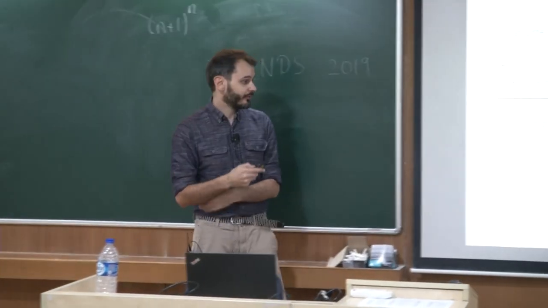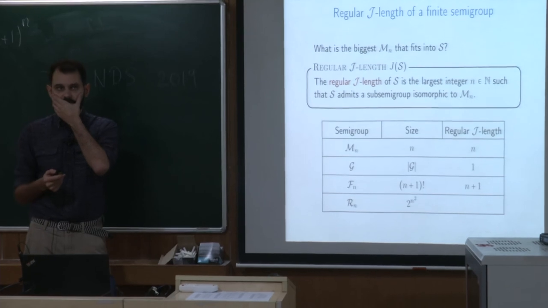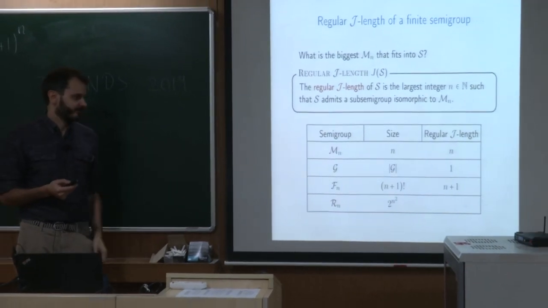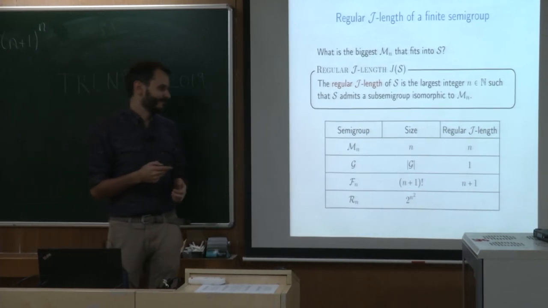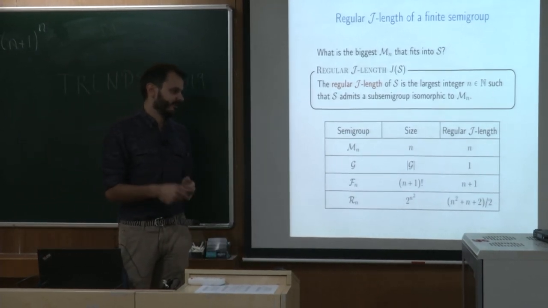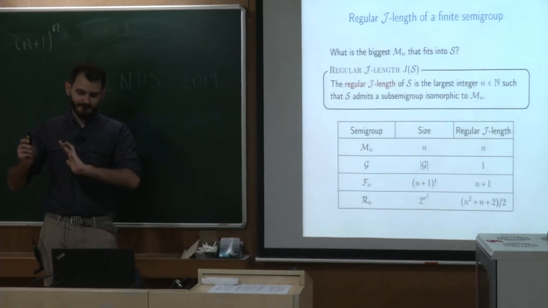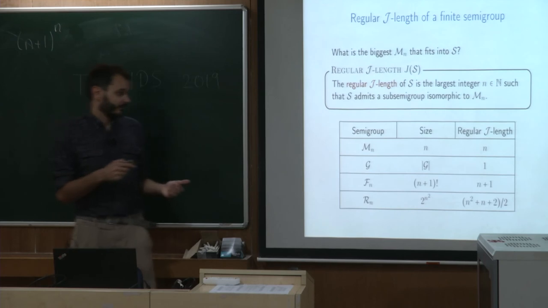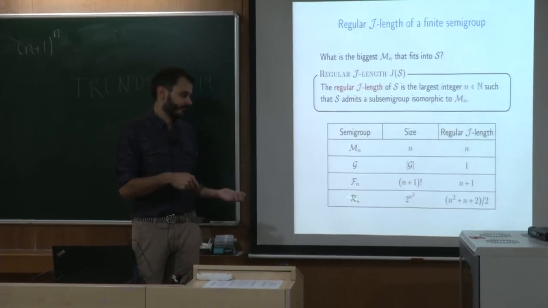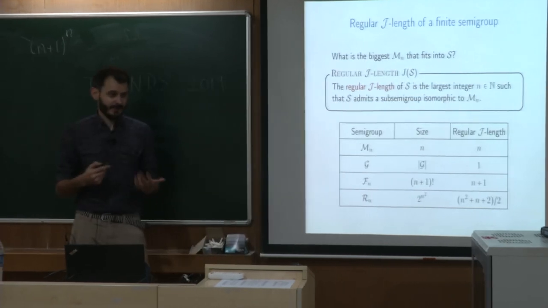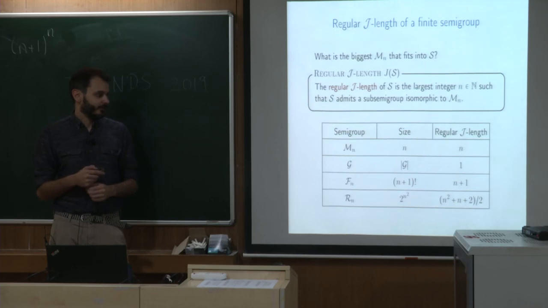And what about the semigroup of relations over n elements? Here I think the size is 2 to the n squared. I hope I haven't made a mistake here. And its regular J length is this thing, which looks kind of curious. The proof that this is the regular J length of this semigroup is kind of complicated, so I won't try to give an idea here.